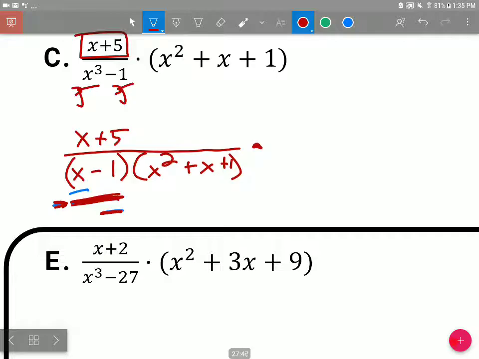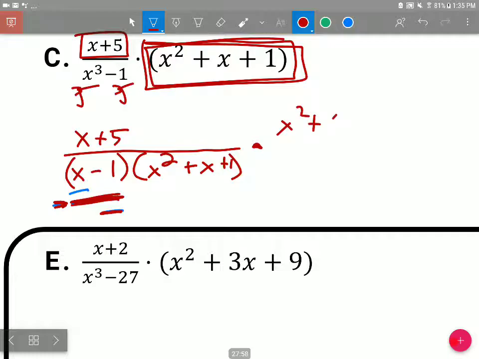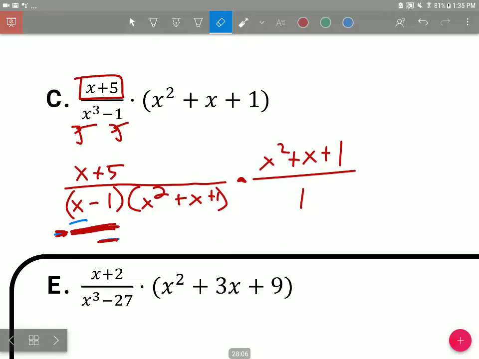All right, let's deal with this one. This one on the right. Is that one in the numerator or is that one in the denominator? It's on top. So that's x squared plus x plus 1 over 1. Cool. If it was in the denominator, it would look like this. That is what it would look like.